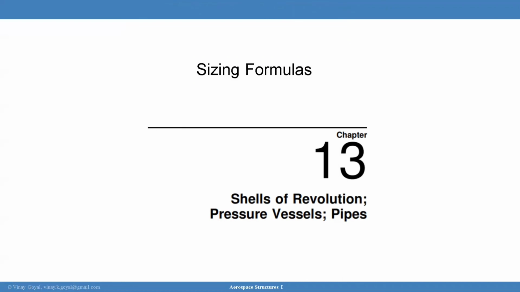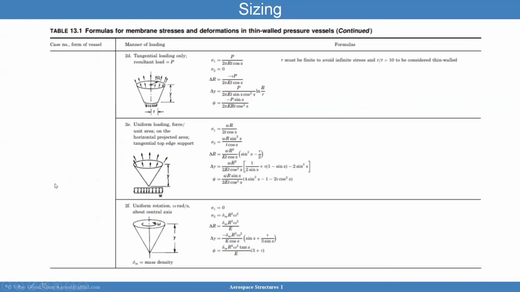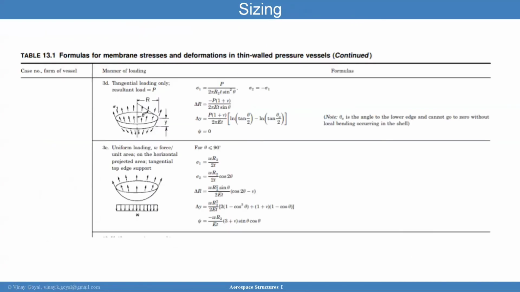There's Roark's stress formula handbook, which has a chapter 13. It has a great number of formulas that can be used to calculate the stresses due to various conditions. And it has cones, truncated cones, and domes and things like that. So that can be very, very advantageous for the sizing of launch vehicles. And so you'll be seeing some of that in some of the work you'll be doing.